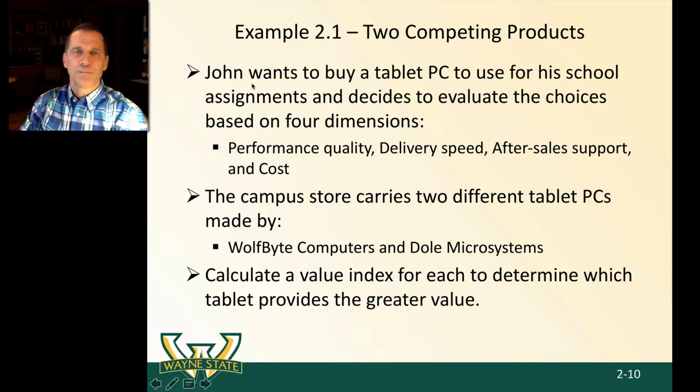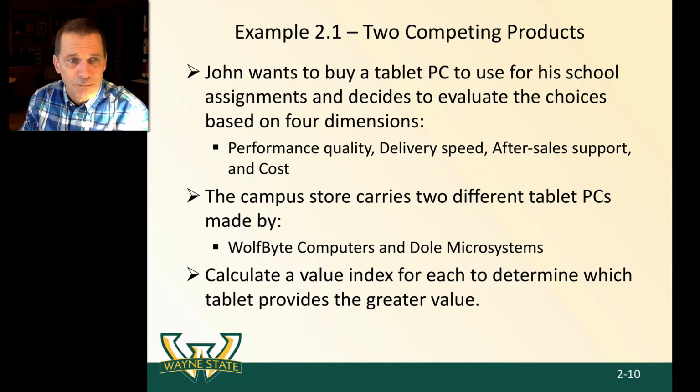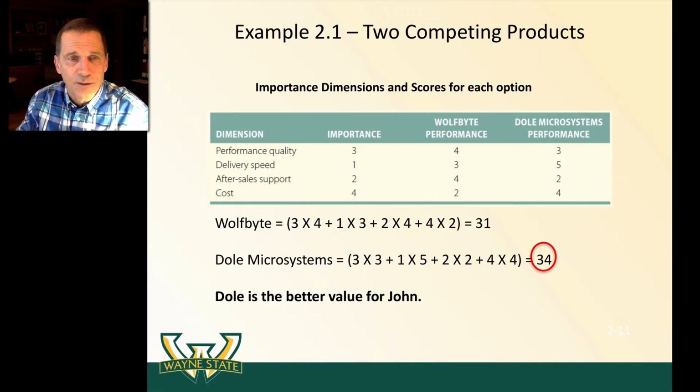So here is an example out of your textbooks. John wants to buy a tablet PC to use for his school assignments, and decides to evaluate the choices based on 4 dimensions. For you, it might be 4 completely different dimensions, but for John, it's performance quality, delivery speed, after-sales support, and cost. He decided those 4 things would help him make a choice between 2 different products. The campus store carries 2 different tablet PCs. One's made by Wolfbite Computers, one by Dole Microsystems. So we're going to calculate a value index for each and determine which provides the greater value.